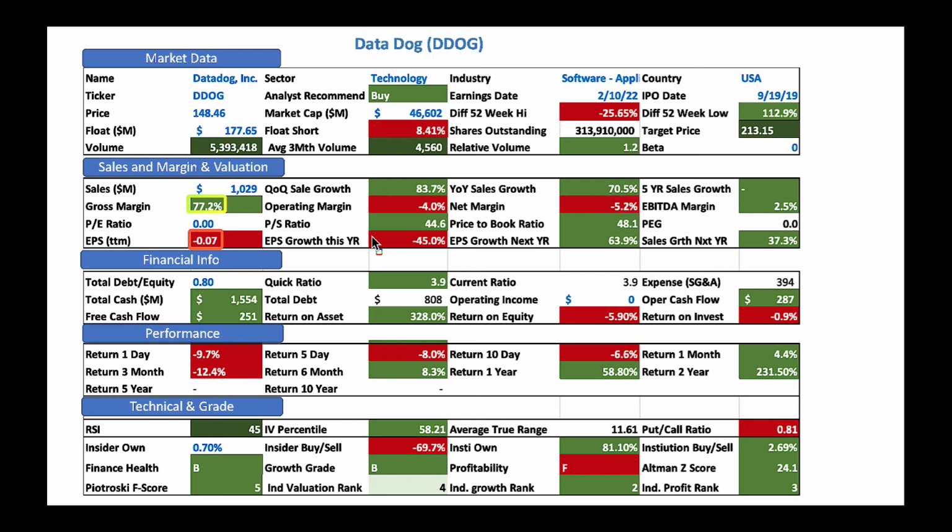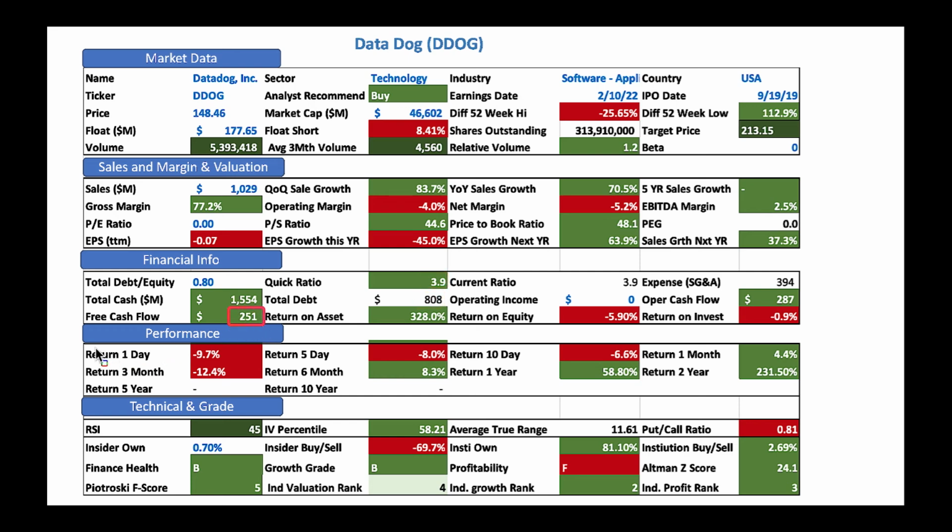And from an analyst's perspective, look, EPS growth this year is negative, but next year is positive and nice and high, and sales growth is also great for next year. So analysts are positive on this company here. From a financial perspective, look, they got a lot of cash, $1.5 billion, and debt is manageable. Quick ratio is 3.9. They can easily meet all their short-term obligations, no issue at all. And from a return perspective, it's a positive cash flow company, as you can see here.